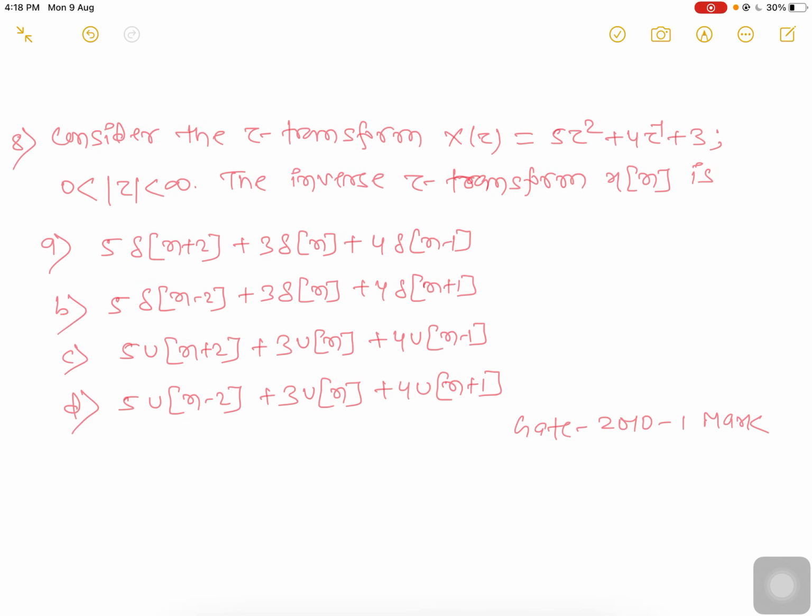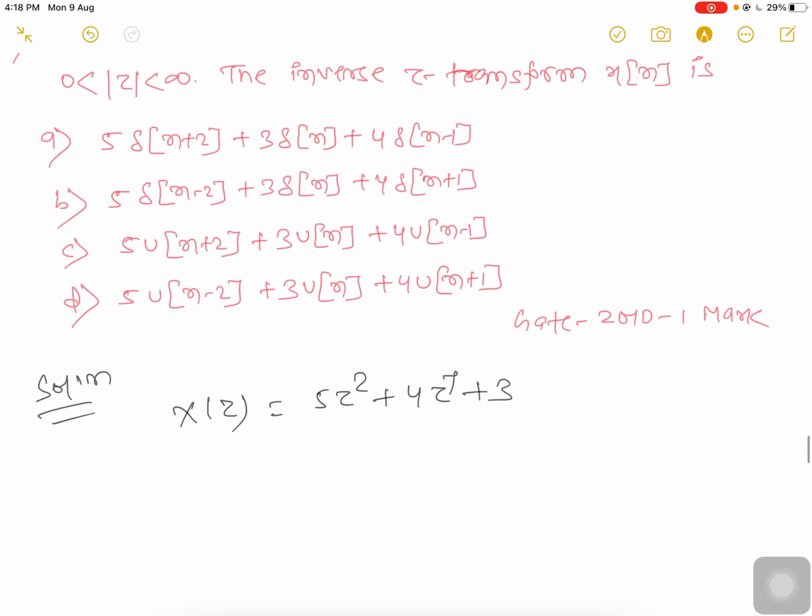Now comes to next question. Consider the Z transform of a sequence. The inverse Z transform is asked. Here the given X(z) is 5 z square plus 4 z inverse plus 3. Okay, then x[n] will be 5 delta[n+2] plus 4 delta[n-1] plus 3.